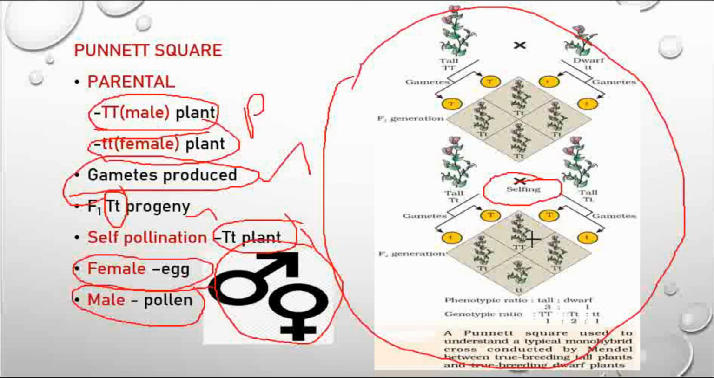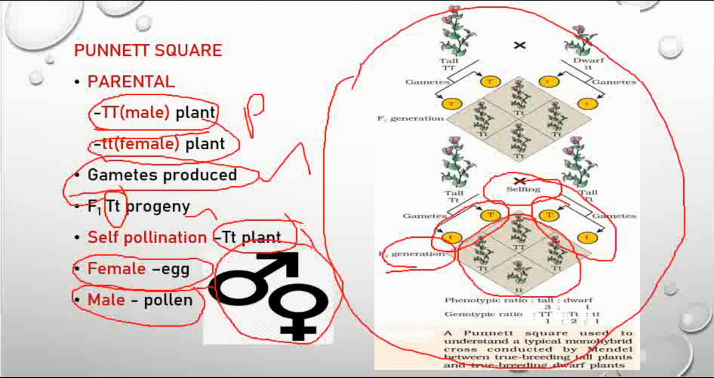The gametes after this selfing they have written in the same way, and the possible square output form is written here in this F2 generation. In the boxes you have to write the possible genotypes.